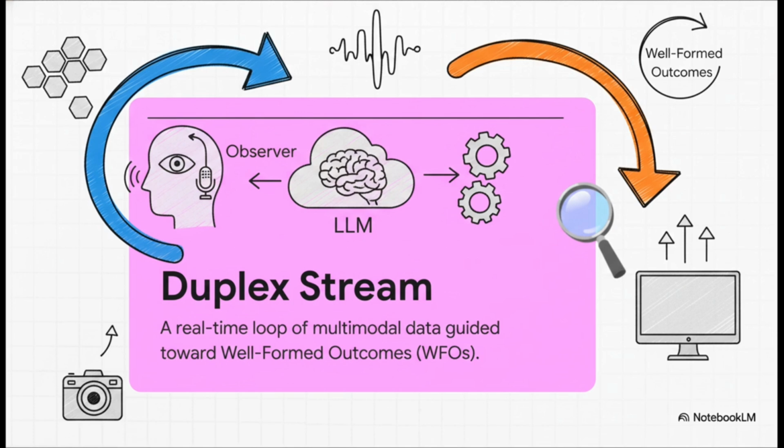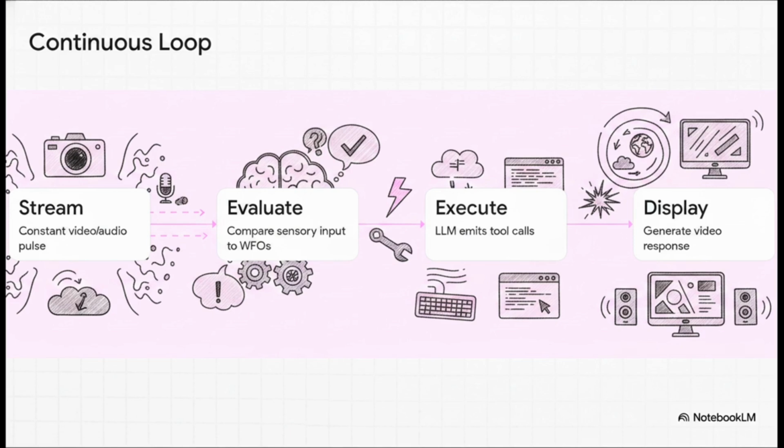It's literally experiencing the sensory input in real time to guide its actions toward a hierarchy of well-formed outcomes, or what we call WFOs. This entire vision builds into a continuous orchestration loop. Step 1 is the stream, just a constant pulse of video and audio data. Step 2 is evaluate, where the LLM actually compares what it's seeing and hearing against those well-formed outcomes. Step 3 is execute. If something needs to happen to reach that outcome, the LLM emits a tool call, like maybe opening a web browser or typing out some code. And finally, step 4 is display, which gives you visual or auditory feedback.